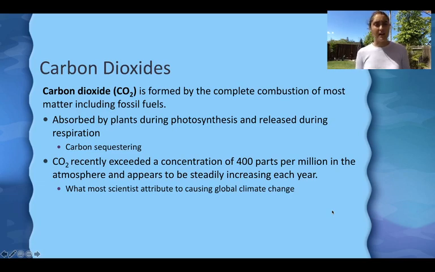Now, carbon dioxide, the CO2s, this is one we've focused on a lot. Carbon dioxide is formed with the complete combustion of most fossil fuels and most matter. So really, anytime you're burning something, you're probably emitting CO2. CO2 is something that is sequestered by most plants, right? We talked about when the Amazon rainforest was burning, it was going to be not only a loss of an ecosystem and biodiversity, but a loss of a massive storage of carbon. A good portion of the carbon on our planet is stored in the Amazon rainforest. So plants use it, they absorb it, they store it. This is called carbon sequestering.